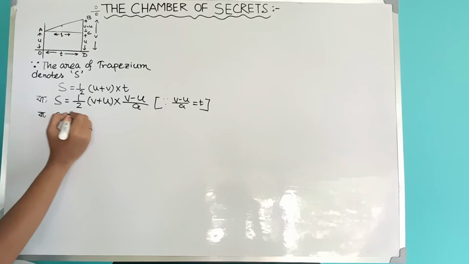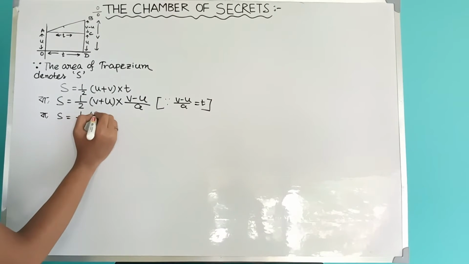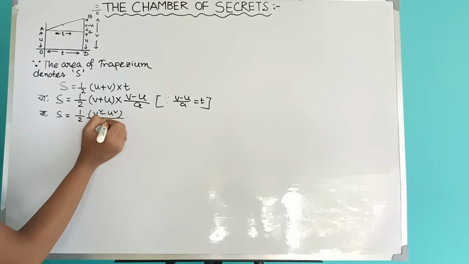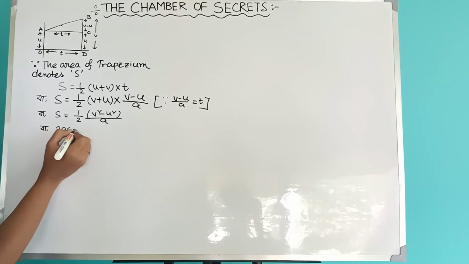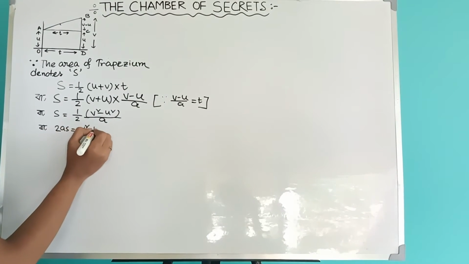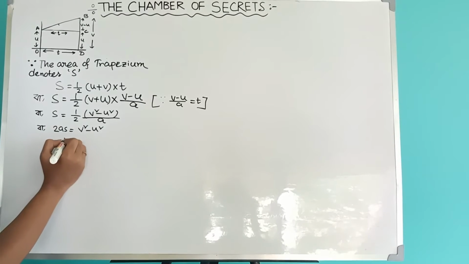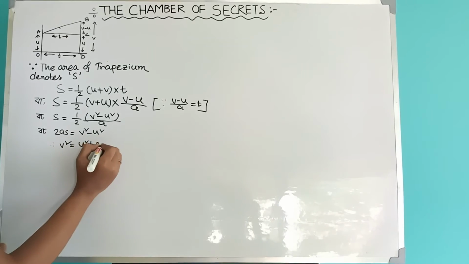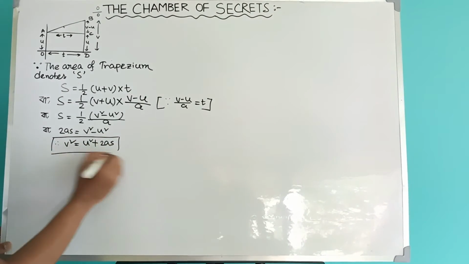In the next line, S is equal to half (v square minus u square) by a, and also we can write 2as is equal to v square minus u square, and the final line is v square is equal to u square plus 2as. So the proof has been completed totally.